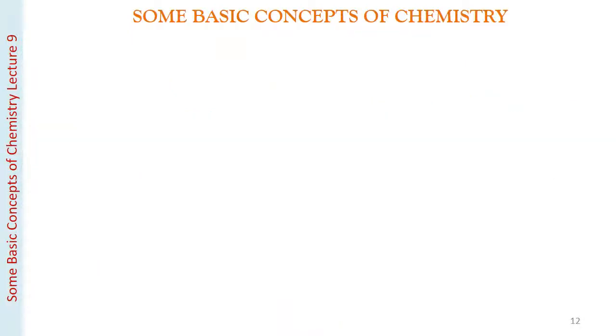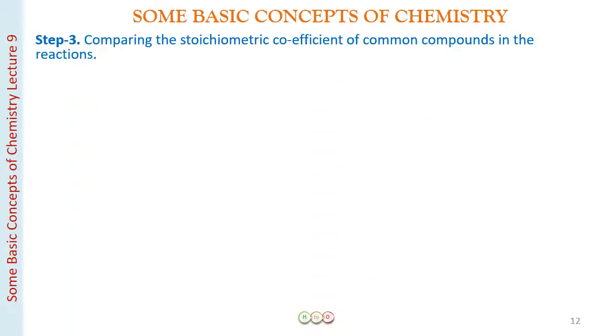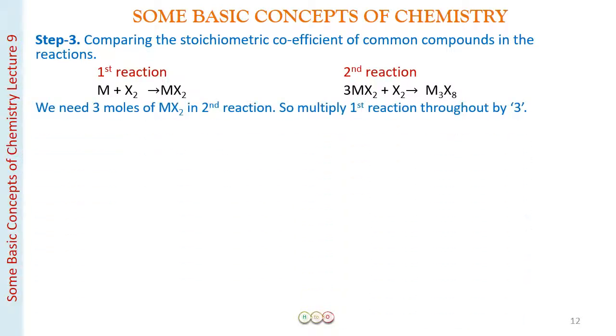So this is 2 moles, right? So the next step would be comparing the stoichiometric coefficients of the common compounds in the reactions. So first, in the first reaction, we are forming 1 mole of MX2, whereas in the second reaction, 3 moles of MX2 are being used up. So what we will do is we'll multiply the first reaction throughout by 3 so that the amount of MX2 formed is consumed in the second reaction.